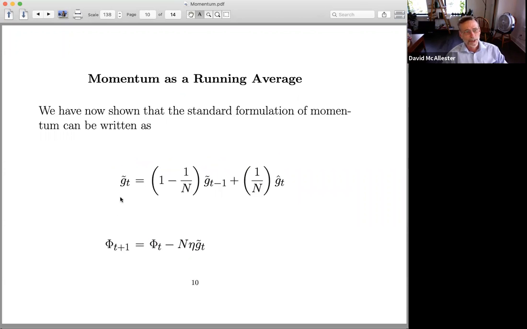So what we've shown is that the standard formulation of momentum can be rewritten this way, in terms of a rolling average of gt and an update where you're multiplying the rolling average of gt by n times eta. So this is completely equivalent to momentum as standardly formulated. But this n is important, right? Because that's effectively changing the learning rate.